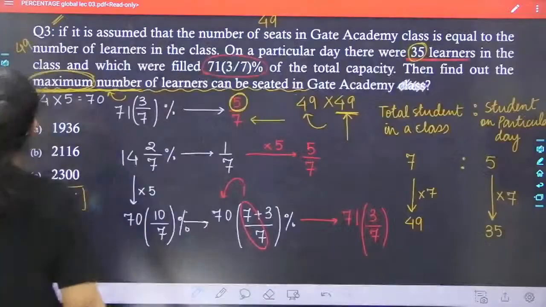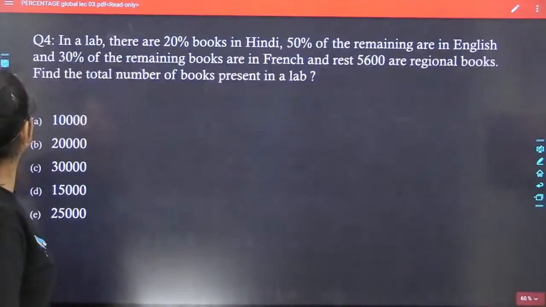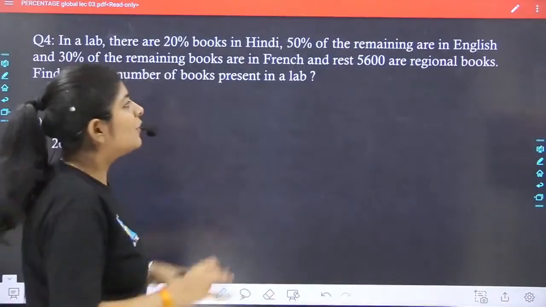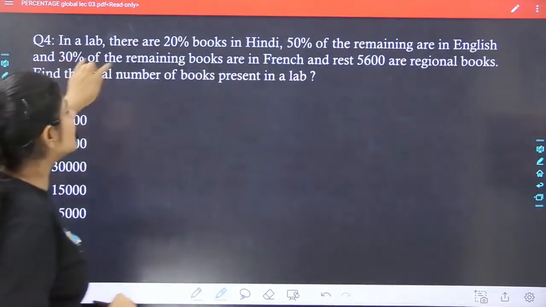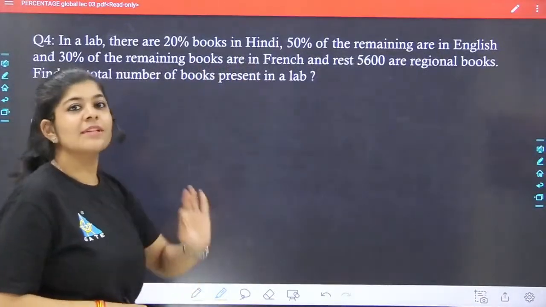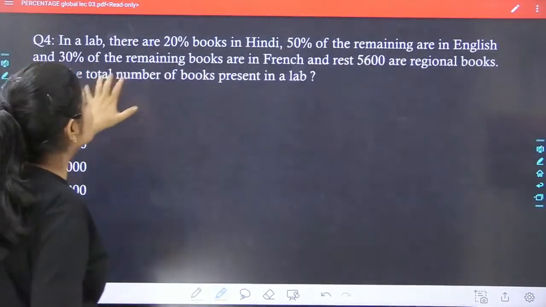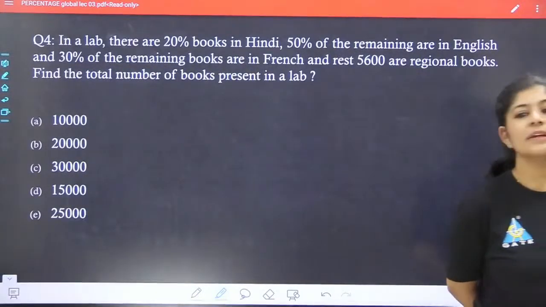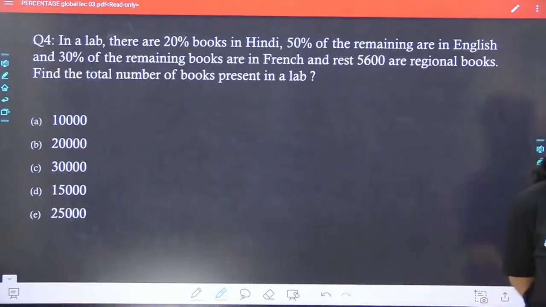Okay. Now let's move to the next question, that is question number 4. In a lab, 20% of the books are in Hindi, 50% of the remaining are in English, and 30% of the remaining books are in French. The rest, 5,600, are regional books. Then find out the total number of books present in the lab. This is a very simple question. We have to calculate the total number of books which are present in the lab. How do we calculate this?